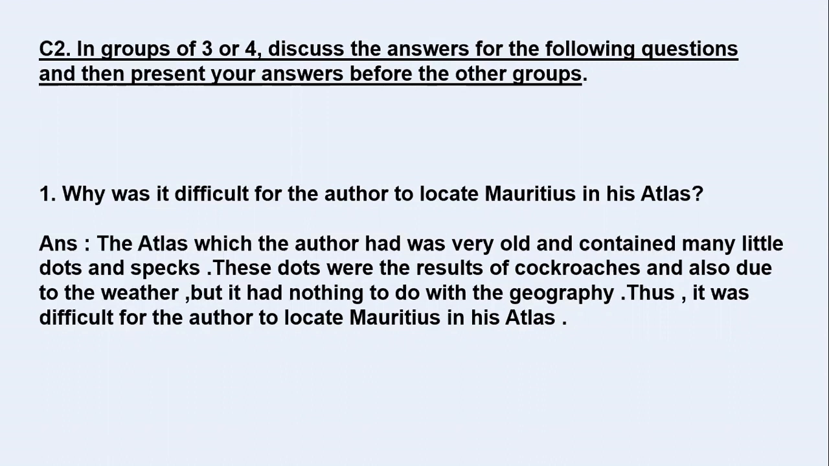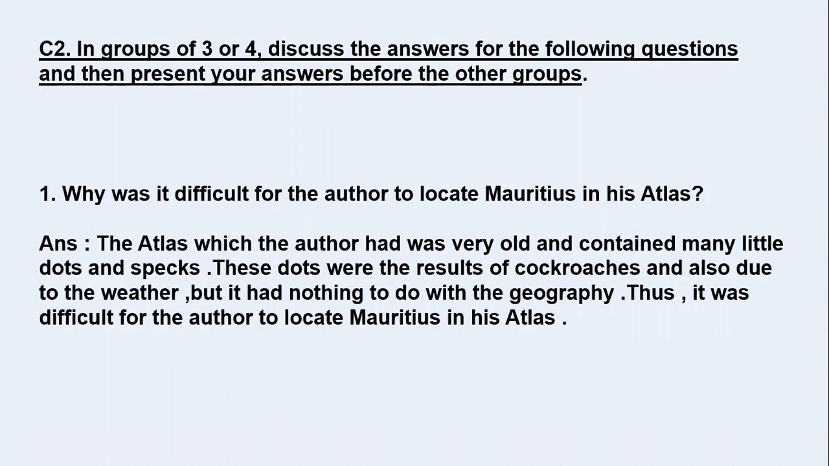Students, here we come to know that the atlas which the author was using was very old, and it had many little dots and tiny spots and holes. Why were these dots and specks there? Because it was a very old one and many cockroaches had passed through that atlas, and that was the result of the cockroaches. It had many tiny holes, and the dirt and dots were found.